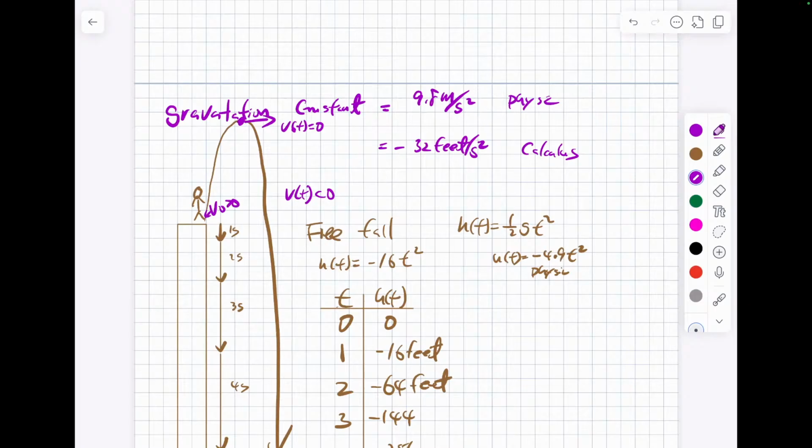So 2 things have direction. Acceleration has direction, always going down. Acceleration is always negative. Velocity can change, depending on the time. So at the very first, when you hit the ball up, your initial velocity is positive. Your velocity is positive. When it reaches the highest point, when it changes direction, that velocity is going to be equal to 0. After that, velocity is going to be negative. Is that okay? Okay.